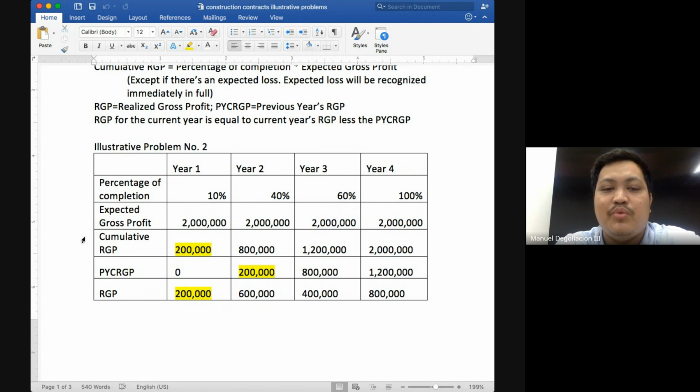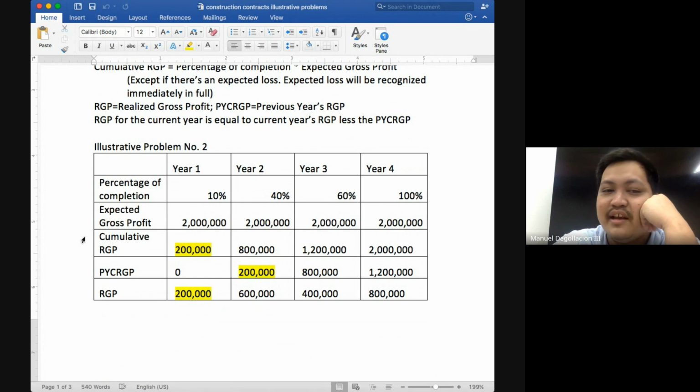Class, the 200 we deducted in year 2 is not the RGP. The 200 we're deducting is the cumulative RGP. It just so happens that the RGP in year 1 is the same as the cumulative RGP in year 1. But again, what are you supposed to deduct? The previous year's cumulative RGP. Okay, so 1,200,000 minus 800 will give you 400,000. Okay, let's use our alternative solution.